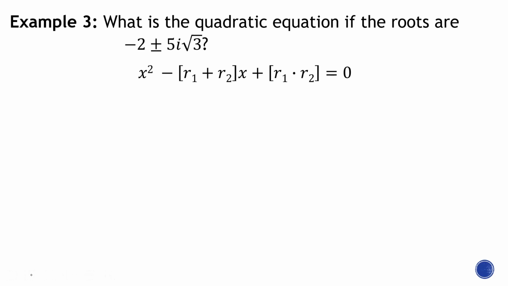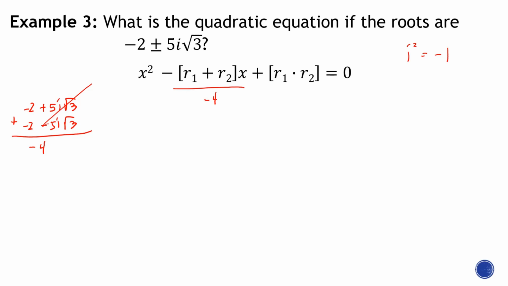Let's go to the third example. So we have negative 2 plus minus 5i square root of 3. Again, let's remind ourselves about i squared. That equals negative 1. Alright. So negative 2 plus 5i square root of 3 plus negative 2 minus 5i square root of 3. So we can cross that out. That will be equal to 0. So that's negative 4. So this is negative 4.